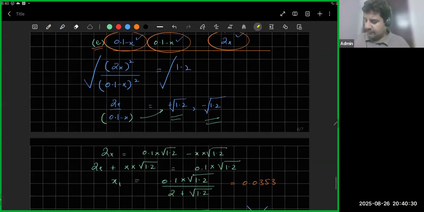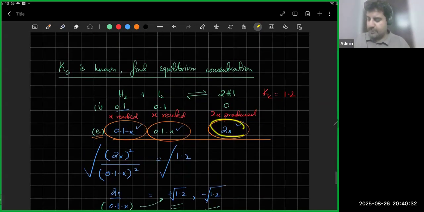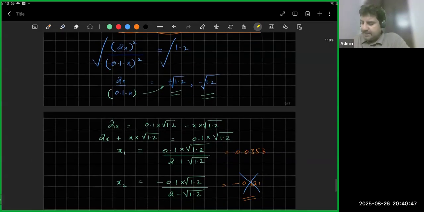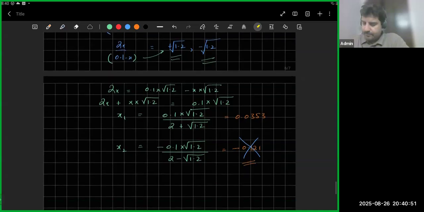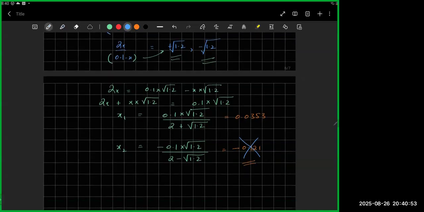The other one, I can use 0.0353. So it's going to be 0.0353 into 2. That's the moles of H. 0.1 minus 0.0353, that's also going to give me a positive value. Okay? Is this part clear? Yes. Yes, sir.